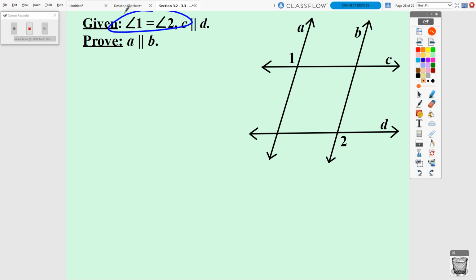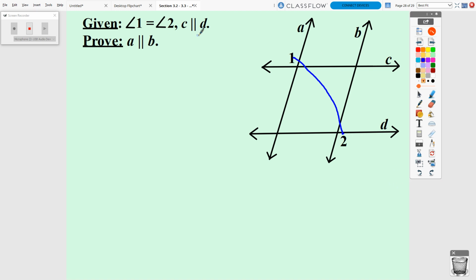Given tells us that, hey, 1 and 2, even though they don't have a special name, they almost kind of look like they're alternate exterior, except angle 1 is on this transversal, and angle 2 is on this transversal. So they're not really alternate exterior. They'd have to be on one common transversal. But we know that there's a solid connection between them right now. So connect them together. And how do we know that they are equal to each other? It's given to us. I wouldn't have known that. They gave it to us.